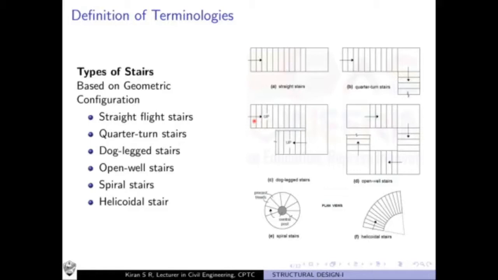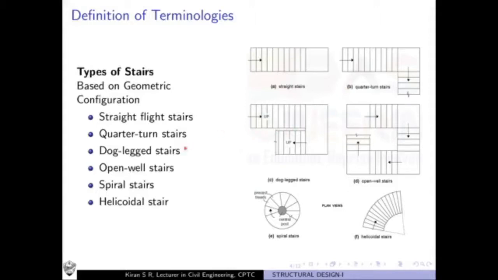have 2 kinds of flights, one going this way and you have to turn, and you have a landing slab here. You turn by 90 degrees first, and again you have to turn by 90 degrees. So overall you turn by 180 degrees, and you have to climb the next flight of steps. One thing to be kept in mind is that in case of dog-leg stairs, you don't have an open space between the 2 flights of steps, so they are very close to each other.